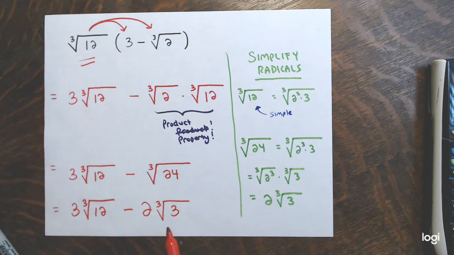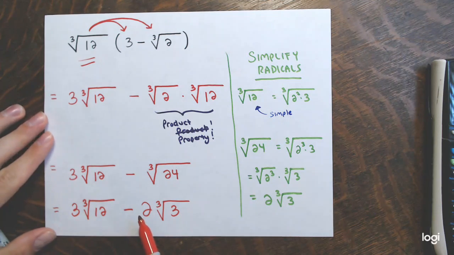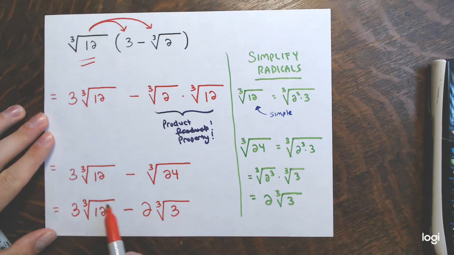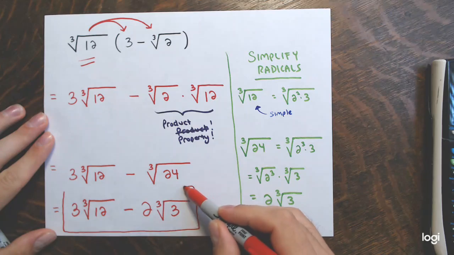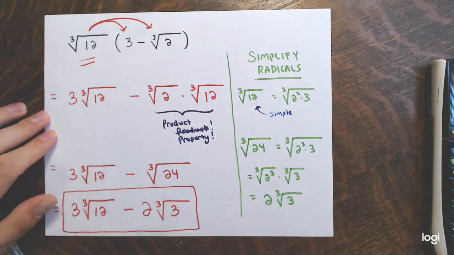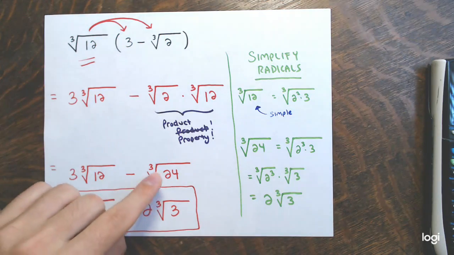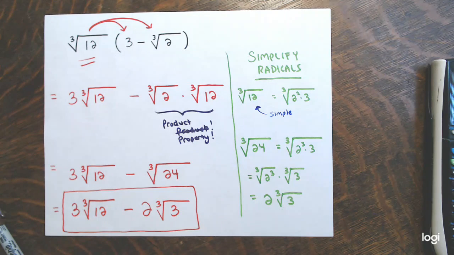And again, these still are not like radicals. This has a different radicand than this one, cube root of 12 on that term, cube root of 3 on this term. So you cannot put these together. I did that last video on adding and subtracting radical expressions. So this is as simple as it gets right here. I put it in a box. I'm done. I have multiplied and I have simplified all my radicals. And that's it. I'm finished.